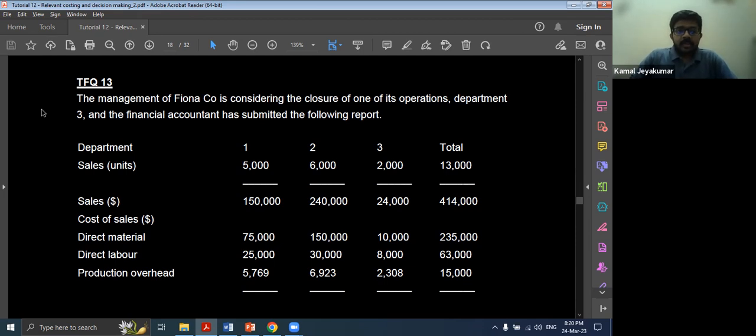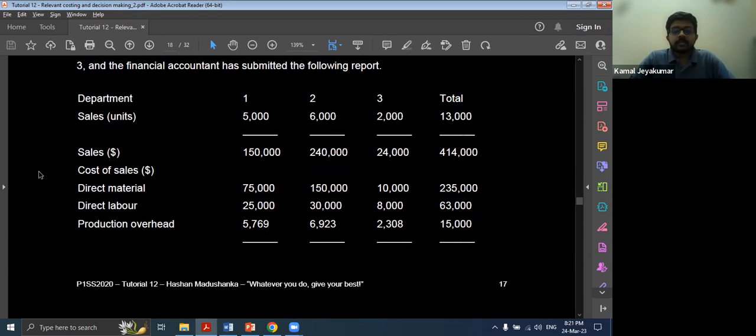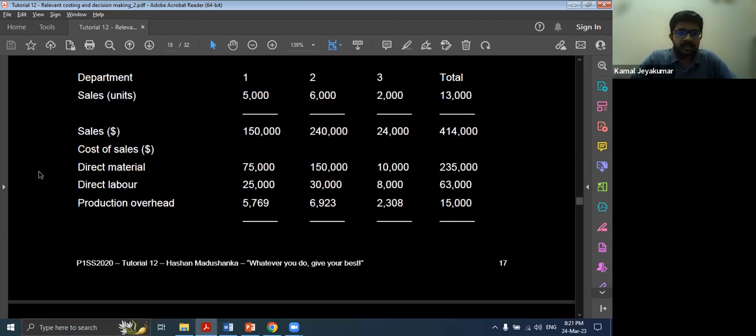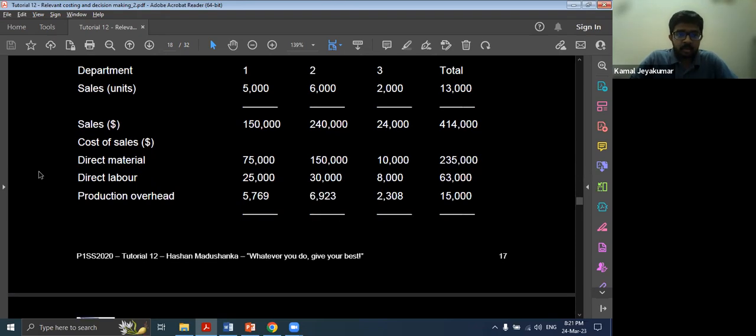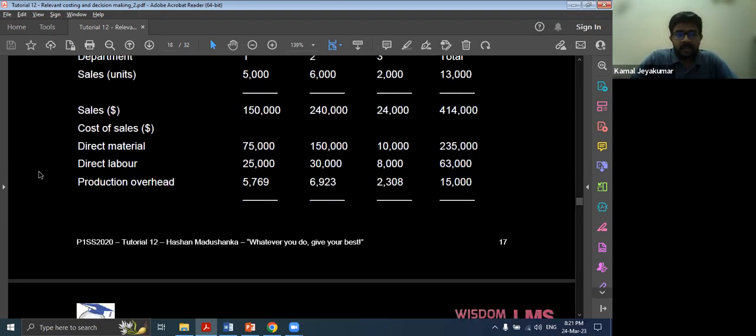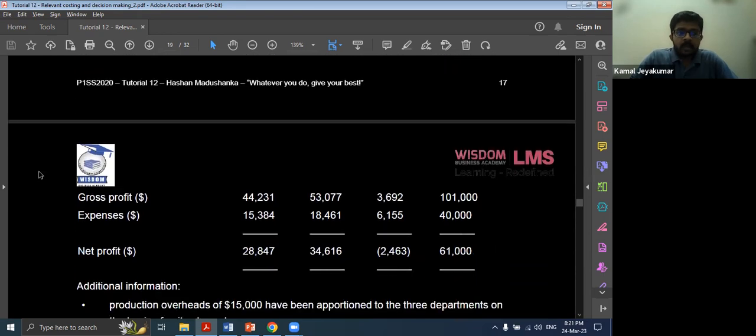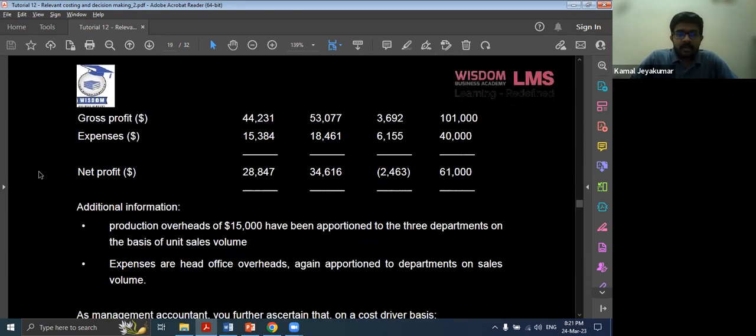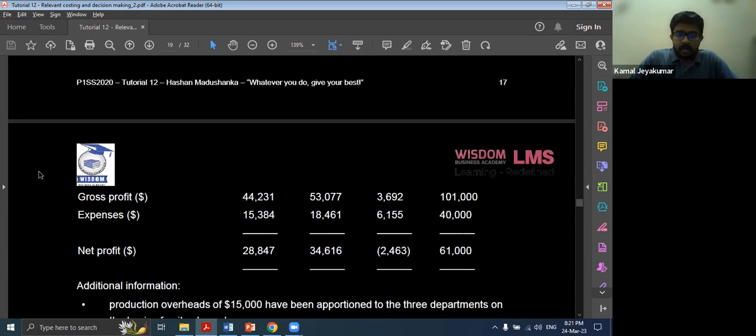Now, in this question, they say Fiona company is considering the closure of one of its operations, department 3. Right now, guys, they have given the number of units of sales, the sales revenue, cost of sales, direct material, direct labor, and production overhead. Then gross profit, other expenses, and net profit. They are planning on closing department number 3. Now, why do you think they are closing department number 3? Can someone quickly put on the chat box why Fiona company might be considering closing this department?